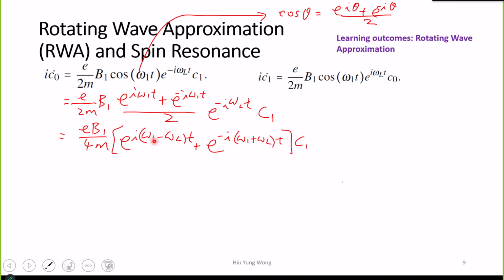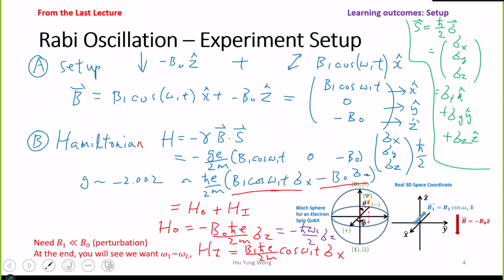Now, if omega 1 and omega L are very close to each other, right? Again, what is omega L? Larmor frequency is how fast the qubit precesses due to the DC magnetic field. What is omega 1? Do you remember? Omega 1 is how fast this magnetic field oscillates. If they are very close to each other, basically it's saying that when it is precessing, your magnetic field is tracking it.